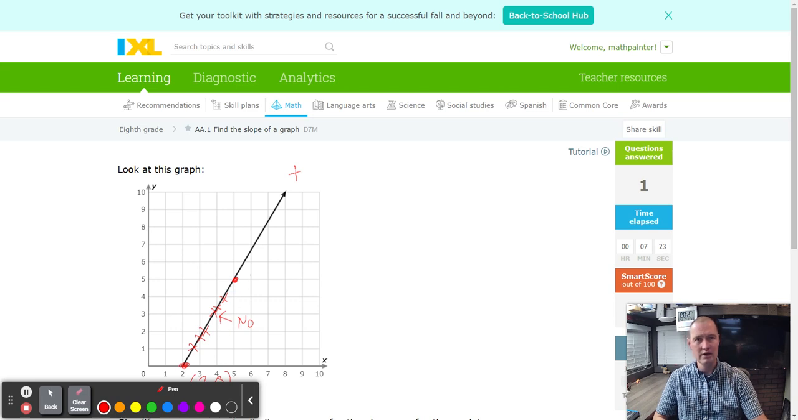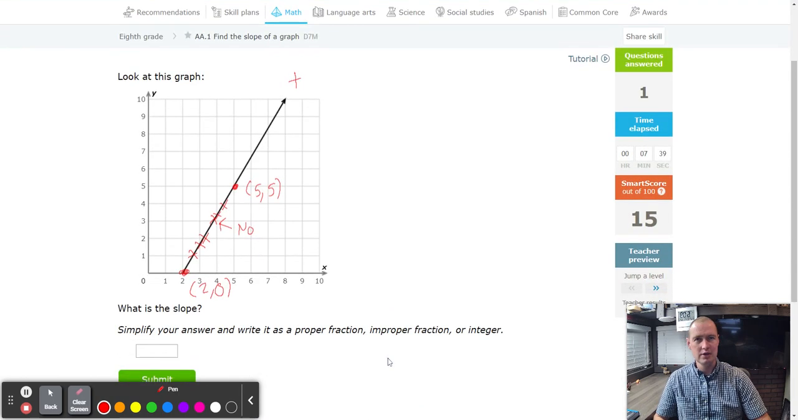All right, now what we can use is this point up here. How do we get there? Well, if I go to the right 5, and I go up 1, 2, 3, 4, 5, that's that point there. All right, let's see what we can do with that. We're going to do rise over run.